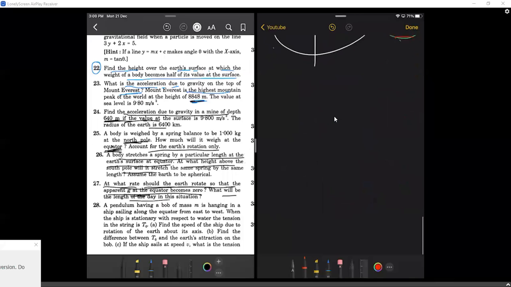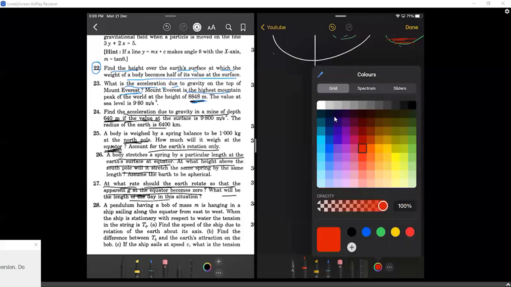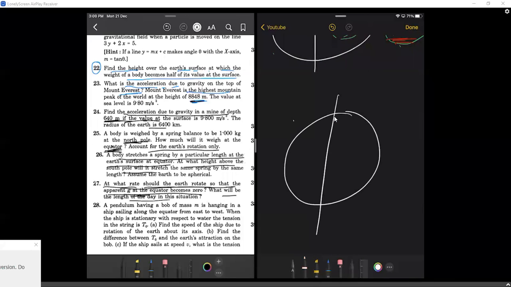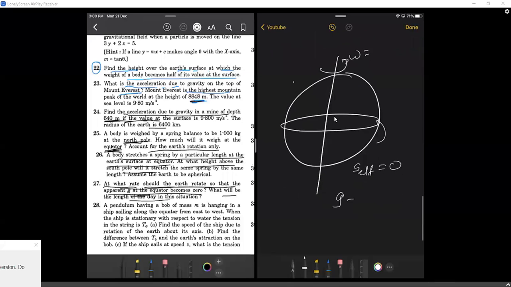But in this problem, in the problem in HC Verma, he's asking at what omega you should rotate so that the g effective here must be 0, which means g minus r omega square must be equal to 0. This is what he's asking. So from this, he's asking the value of omega. Try to calculate that value. He's directly asking the omega value, considering g minus r omega square equals 0. Okay, now that is done.